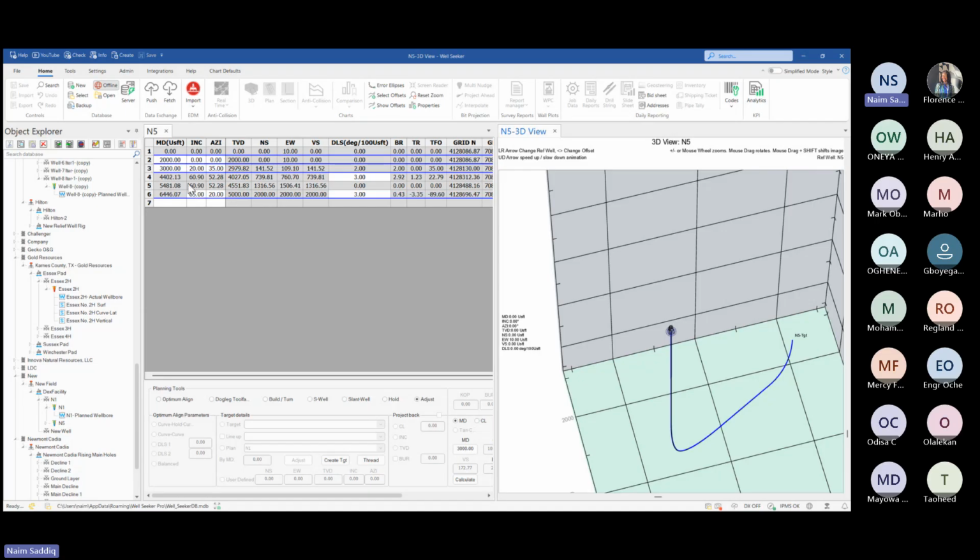Because they have certain requirements. They say to me, okay, this is my kickoff, keep it straight. Give me 2 degrees in the top hole because the formation is soft. Give me 1 degree in the top hole. I will give them 1 degree. They would like to hit the target at certain inclination and certain azimuth. I'm following what they're asking me to follow.